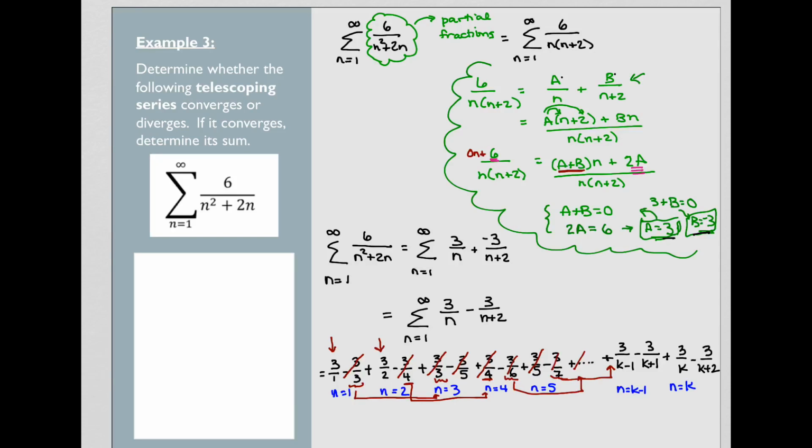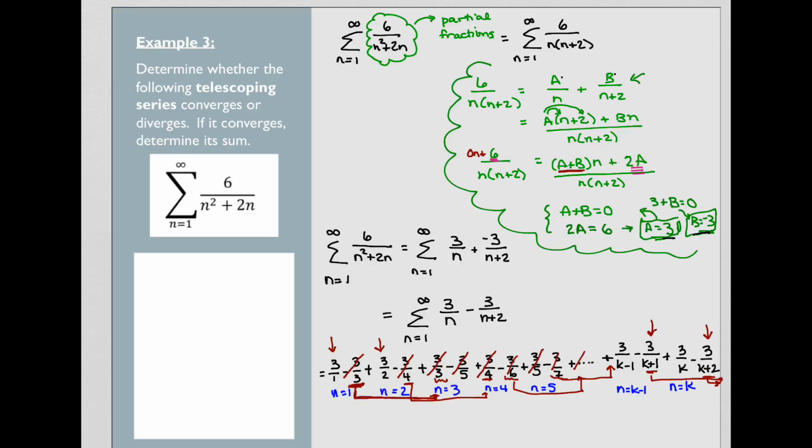Now, let's look at the pattern again. The second terms, remember, are canceling. We skip a term and go to the next one over. So that means this term here would have to cancel with something over here. That's not going to work. Same thing with this second term here. It would cancel with something over here. That's not going to work. So these two terms have to stay.